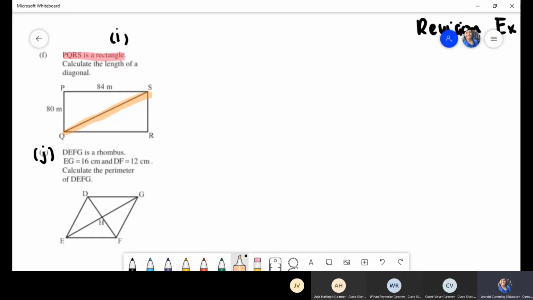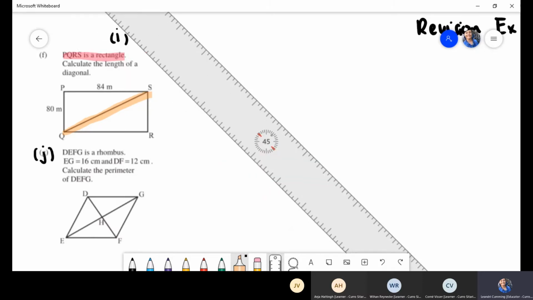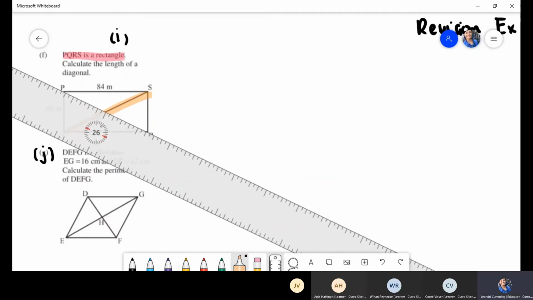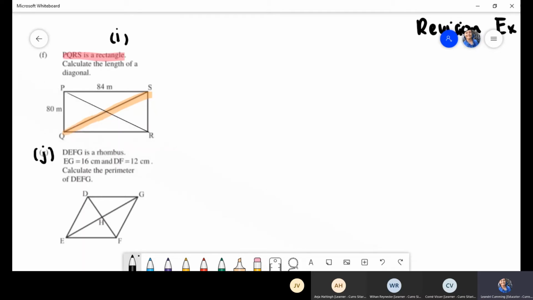It's been labeled QS. And in your book, they'll go one step further. They've actually indicated another diagonal in question I. And then they go one step further by asking that you actually work out the length of a part of it. So what we do know then is that diagonals bisect each other in a rectangle.